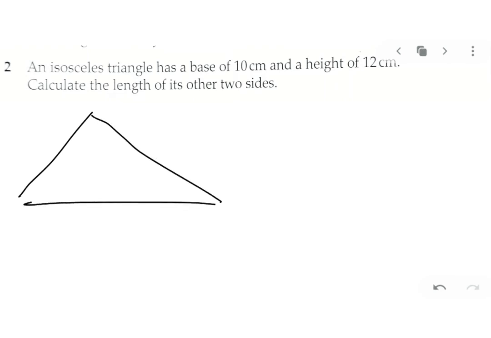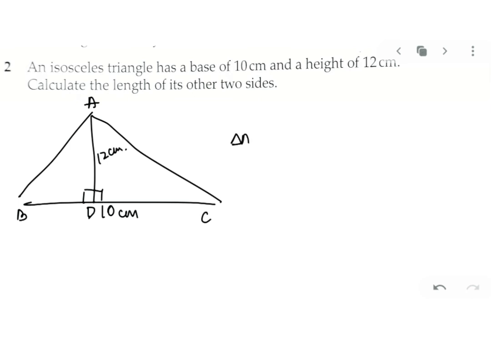Next you have an isosceles triangle. I'll name it as ABC, which has a base of 10 centimeter. Let's put BC as 10. And a height of 12 centimeter. I'll draw a height here. Name it as D and that is given as 12 centimeter.